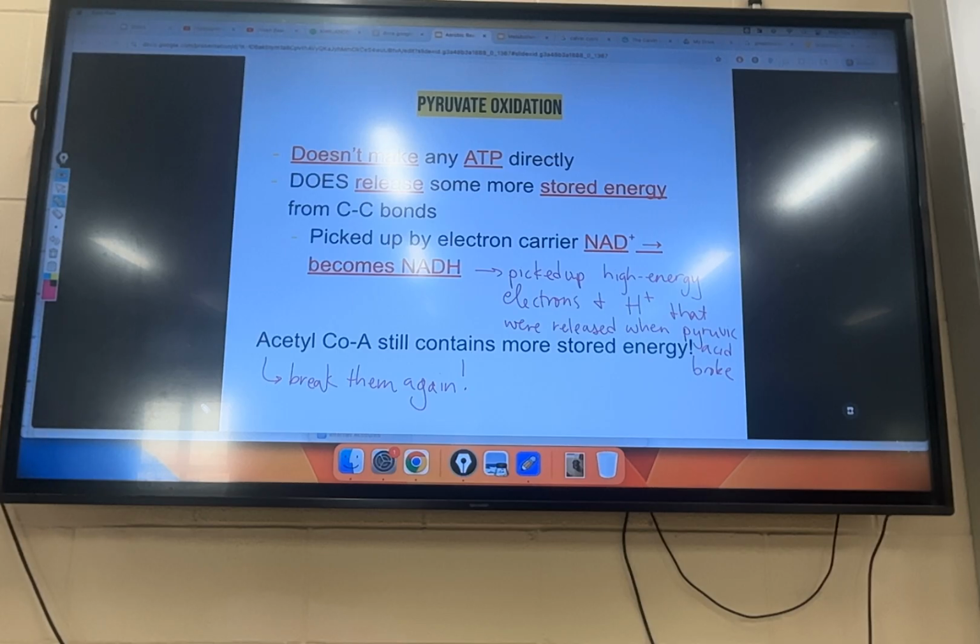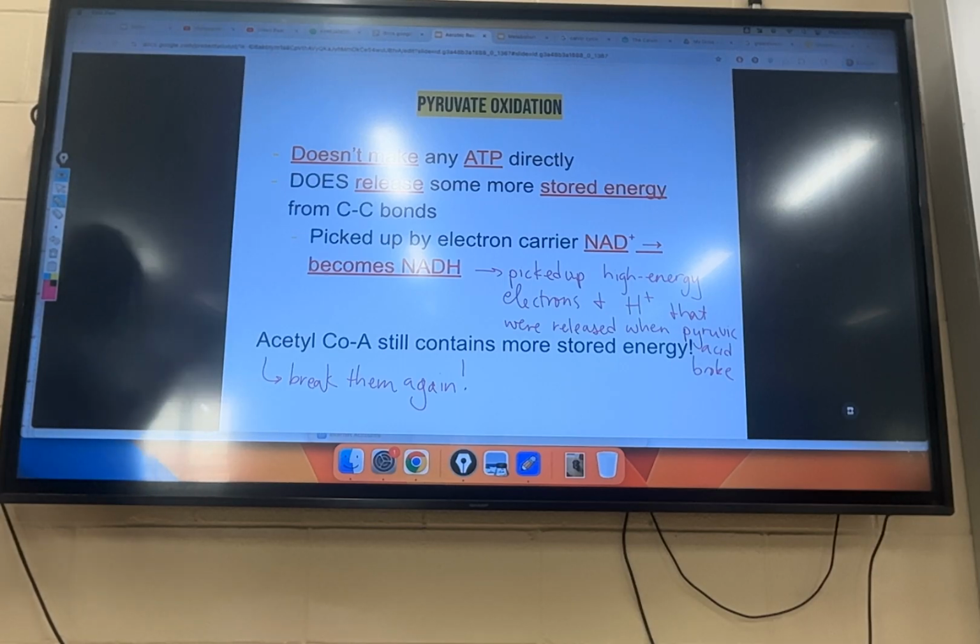Ian and then Sydney. So acetyl-CoA contains more energy than pyruvic acid. It doesn't contain more than pyruvic acid, but it still contains some. So each step of this breakdown, we're releasing little bits. Glucose contained the most potential energy. Then we broke it in half. Those things still contain some amount of energy. These acetyl-CoA still contains additional stored energy.